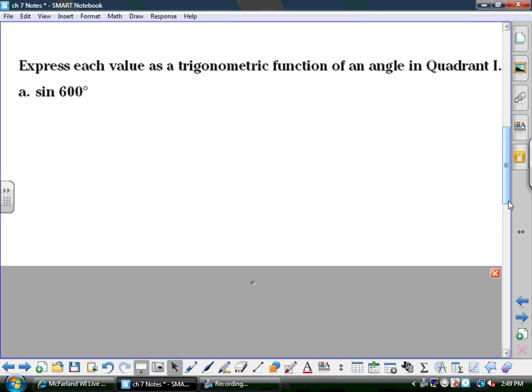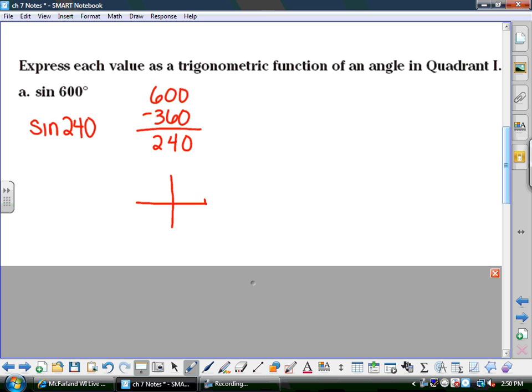So 600 degrees is more than all the way around the circle. So I'm going to start with 600 and subtract 360 from it. So the sine of 600 is the same as the sine of 240, because those angles are coterminal. 240 isn't in the first quadrant though. 240 is more than 90, it's more than 180, but it's not quite to 270 yet, so it's somewhere in the third quadrant.